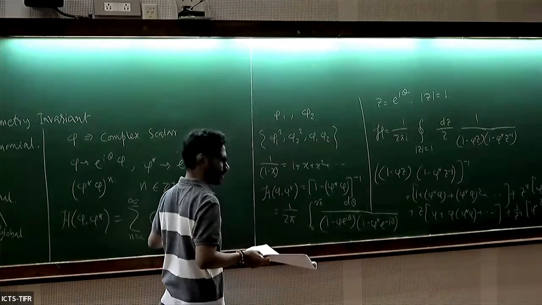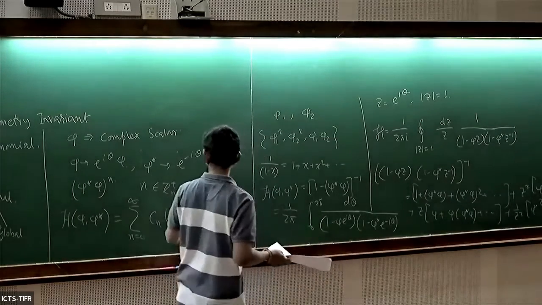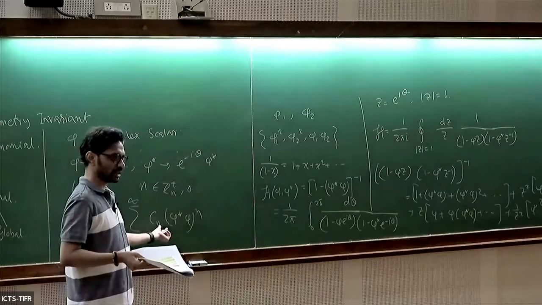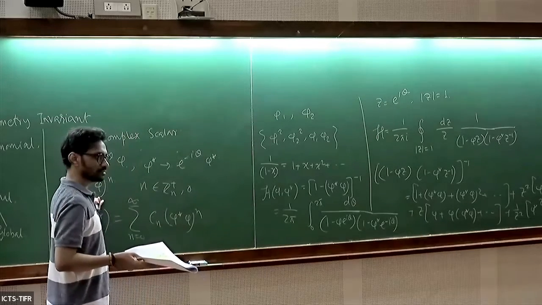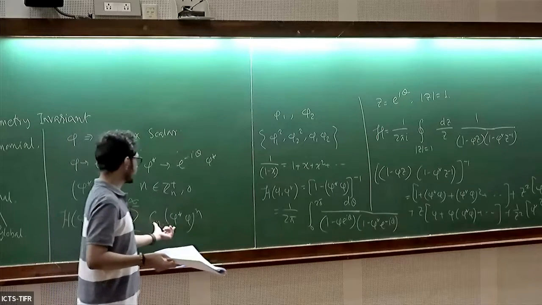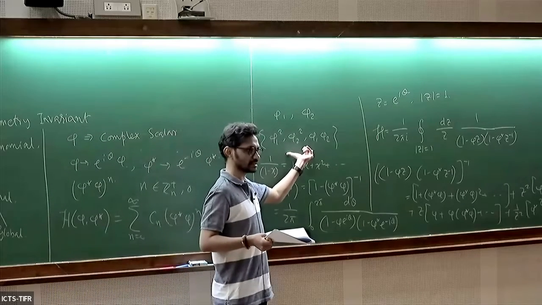For me, when I have a complex field, all are basically C1, right? I have only this term. The multiplicity occurs only for the real singlet scalar.